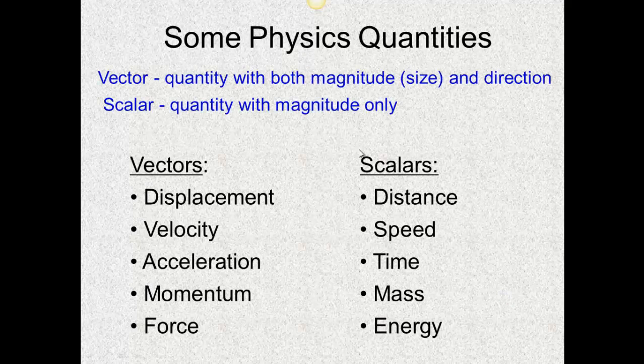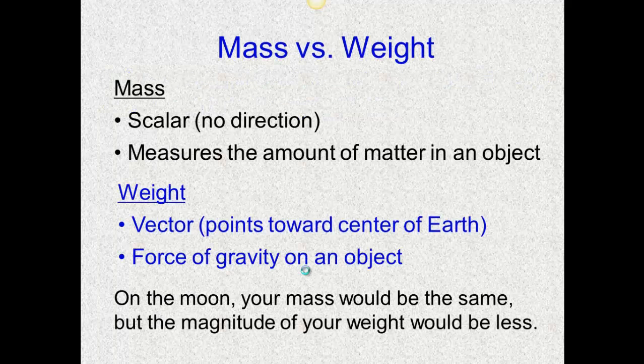Alright, so if you look at a vector, a vector has a quantity and a direction, and then your scalar quantity only has a value. So what we need to look at there is examples of vectors. Displacement is a vector quantity, as are velocity, acceleration, momentum and force, whereas these other things like distance, speed, time, mass and energy are all scalar quantities. Right? So you need to probably recognise those as being vectors and scalar quantities.